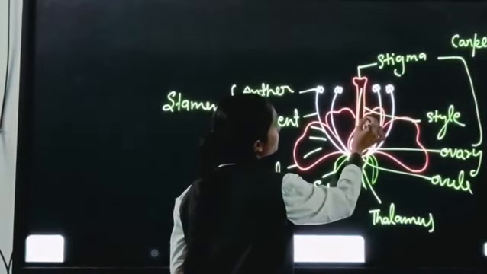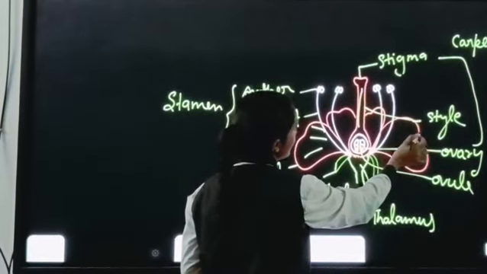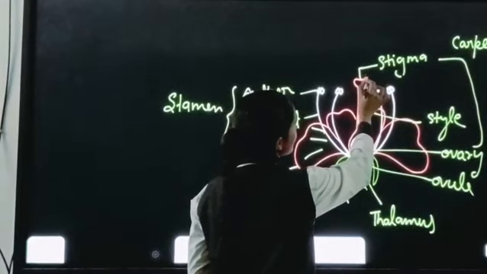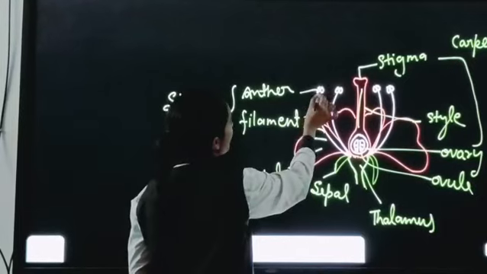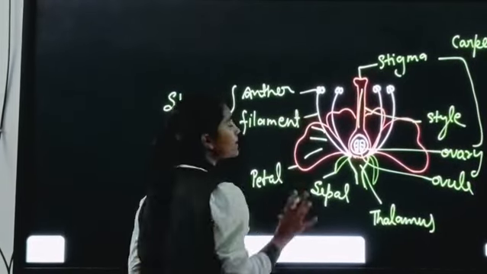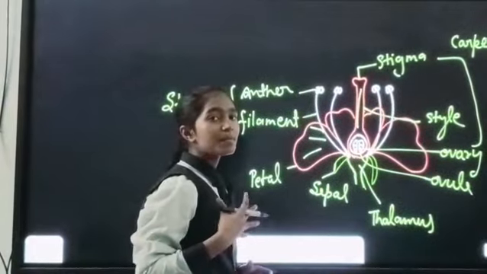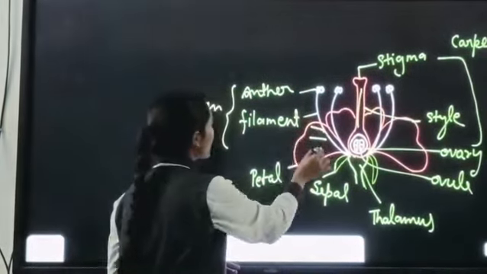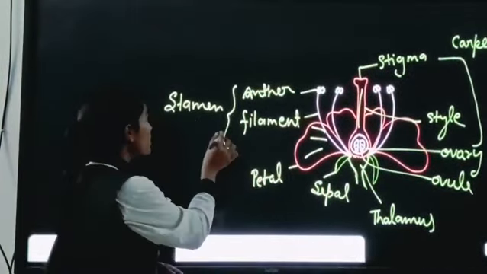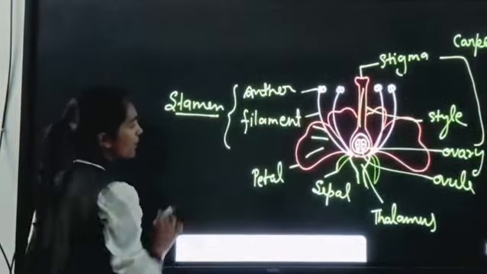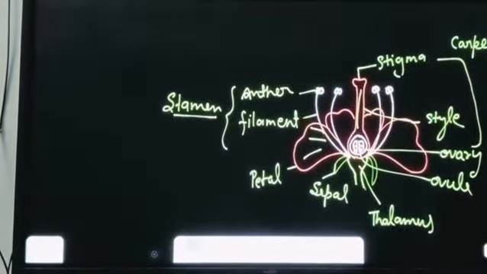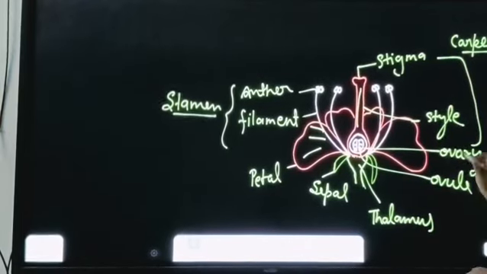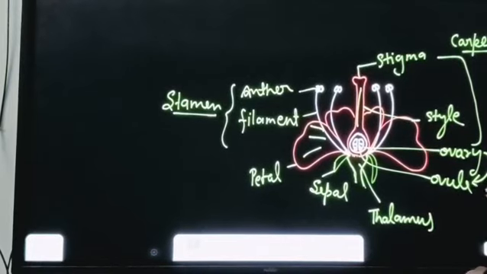Further, see this tube. This tube is style. And this is stigma. This is anther, and anther contains pollen grains that are the male gamete, and this thread-like structure is filament. These two together are termed stamen. Now let us move to the female reproductive part, that is carpel. Carpel consists of stigma, style and ovary. Ovary contains ovule.